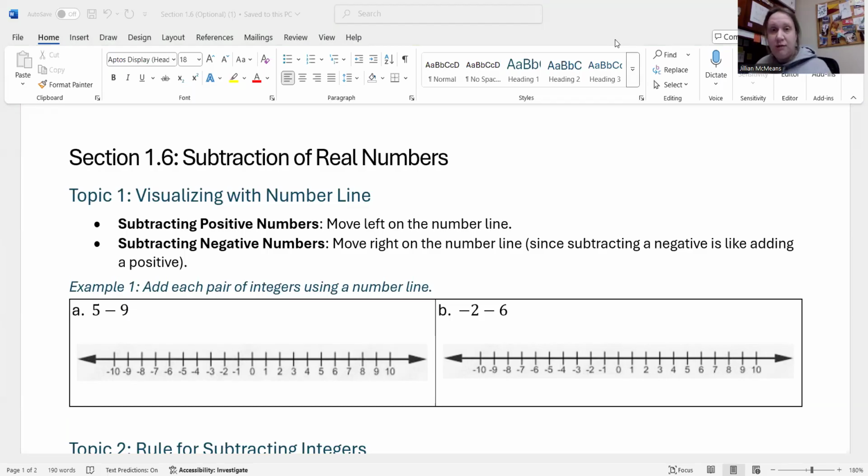So I think I'm going to do one video for topic 1 and 2 because they're both kind of short, and then we'll move on to the other topics, okay? So topic 1 is visualizing with a number line. So if you're subtracting a positive number, you would just move left on the number line.